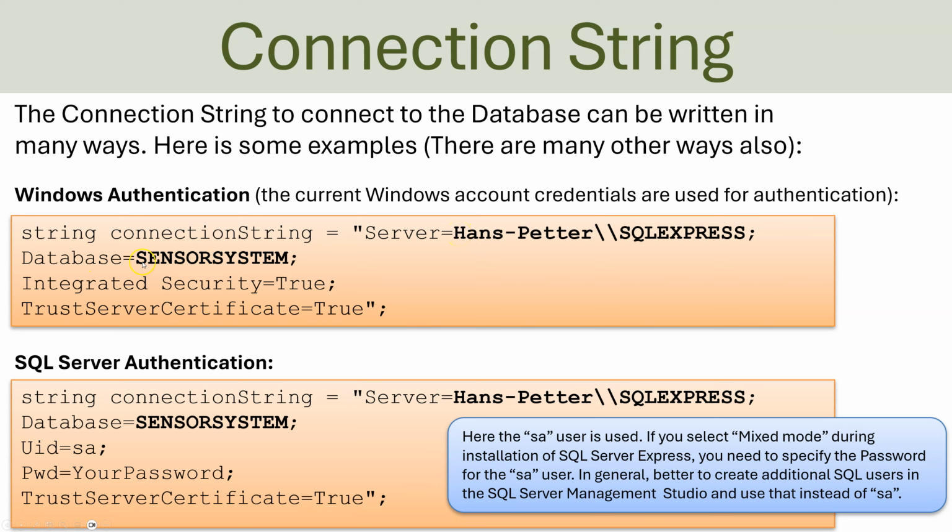And then you need to specify the name of the database. In my case, it's the sensor system. And in order to use Windows authentication, you just specify Integrated Security equals true. Typically you also need to specify that you trust the server certificate, so just set TrustServerCertificate equals true. If you want to use SQL Server authentication, instead of using integrated security, you need to specify your username. Then you can use the SA user and the password for your SA user. And here you typically may also want to include TrustServerCertificate equals true.